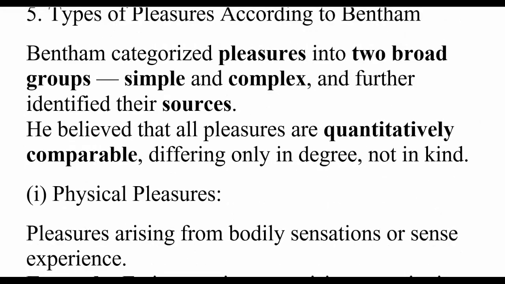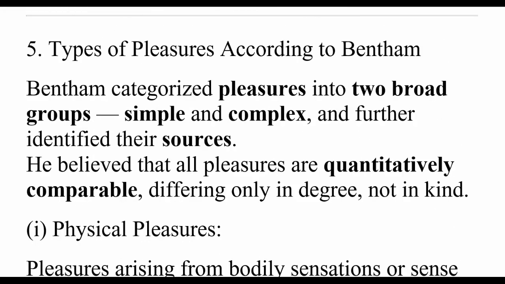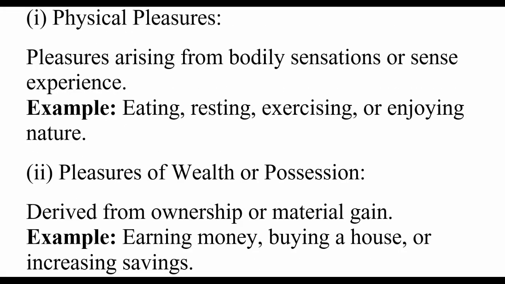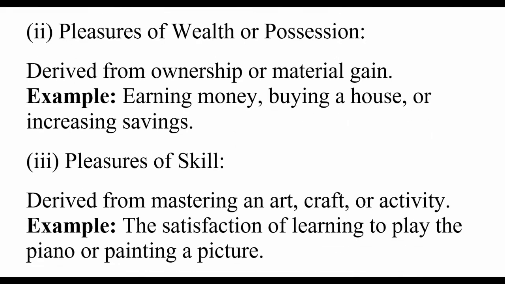Fifth, types of pleasures according to Bentham. Bentham categorized pleasures into 2 broad groups, simple and complex, and further identified their sources. He believed that all pleasures are quantitatively comparable, differing only in degree, not in kind. First, physical pleasures. Pleasures arising from bodily sensations or sense experience. Example: eating, resting, exercising, or enjoying nature. Second, pleasures of wealth or possession, derived from ownership or material gain. Example: earning money, buying a house, or increasing savings.